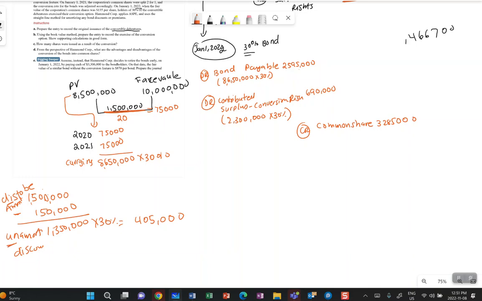In this case it's an unamortized discount. If that's the case, that is a minus from the face value of the bond. The face value of the bond is $3 million. How did I get the 3 million? Because the total value of your bond was 10 million, and we're converting 30% of it. That's how I got the face value of your bond. And if it's an unamortized discount, it's a minus, and that will give you the value of your bond payable.